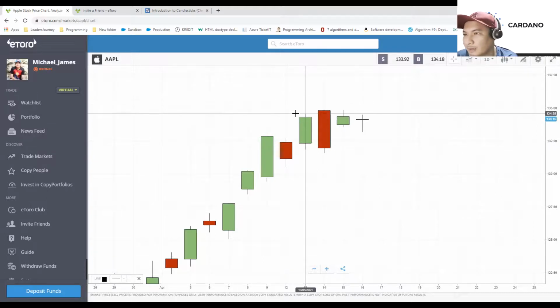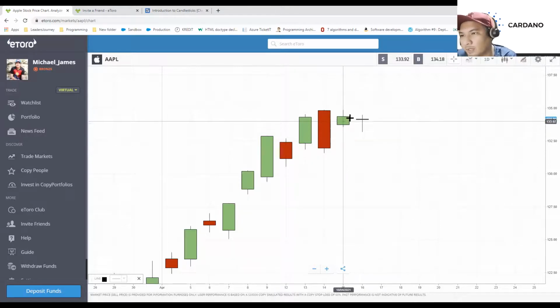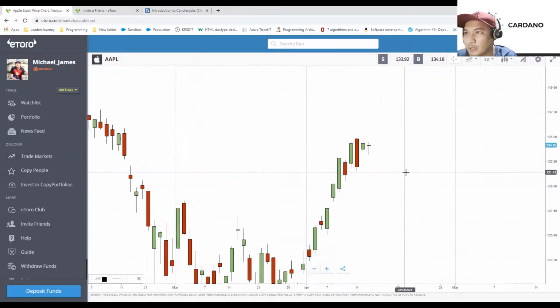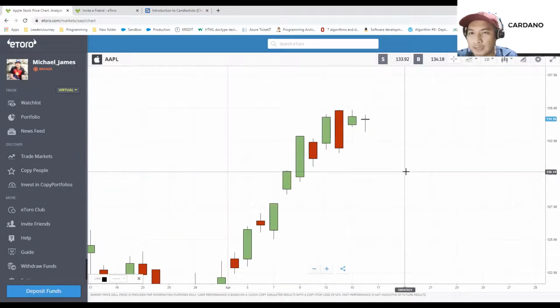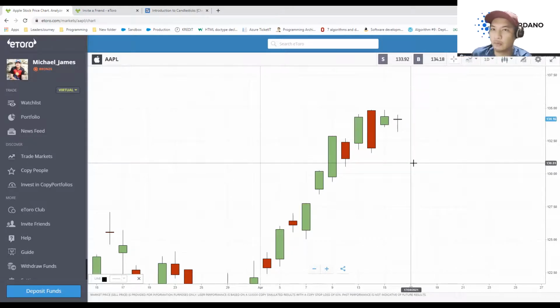So this bar means there are a lot more sellers than buyers during this day. That's why the stock went down. Okay, and then the next day it became green again. So that's how you read this candlestick. And I hope this blog is very helpful for you.